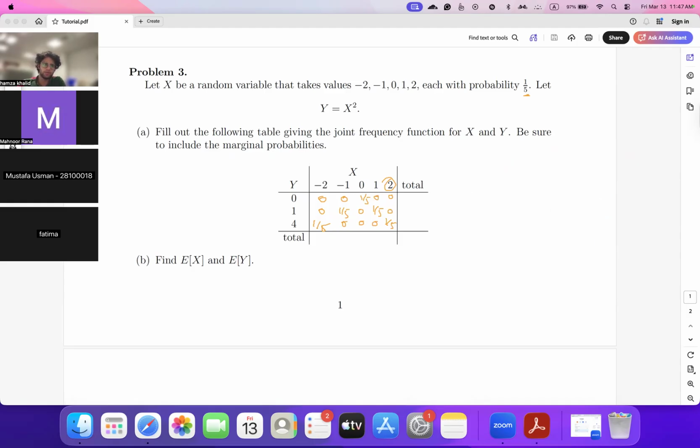Okay, where were we? So what is the total here? 1 by 5, 1 by 5, 1 by 5, 1 by 5. Summing all these up, I get 1. These are my marginals for x. Likewise for here, I get 1 by 5, 2 by 5, and 2 by 5. These also add up to 1, right?